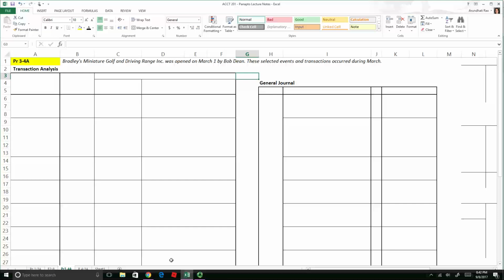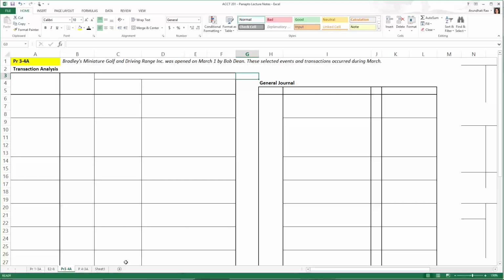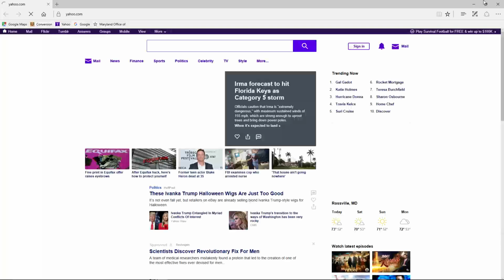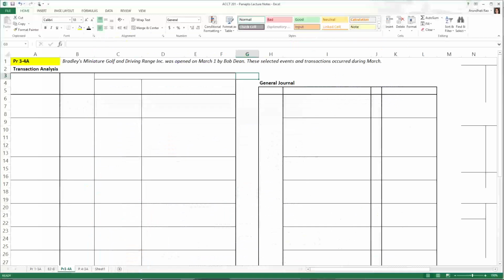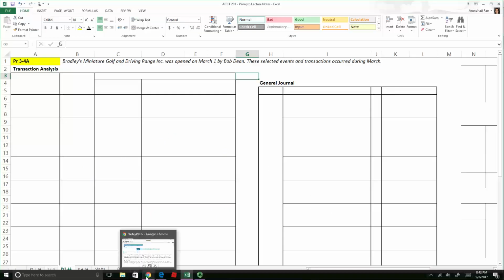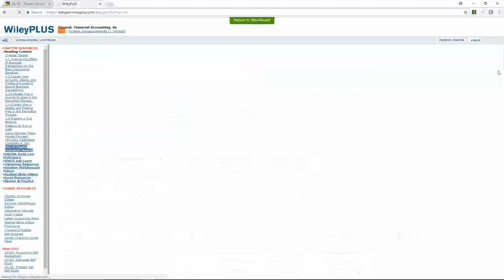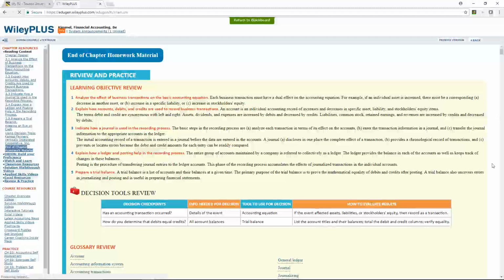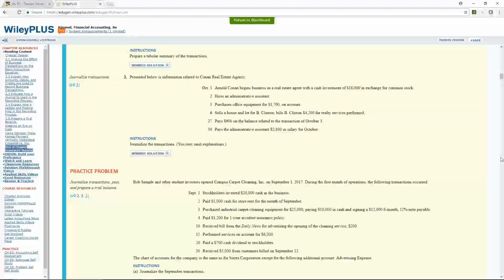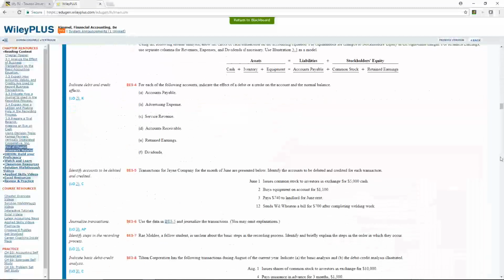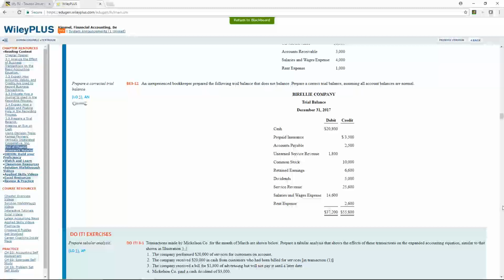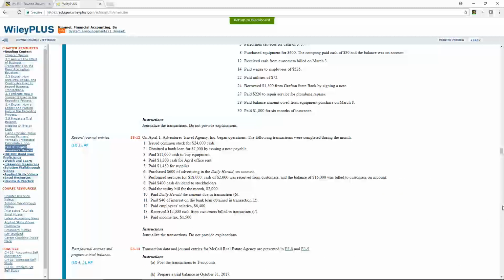So let's look at our homework problem, which is problem 3-4A. Going back to the textbook here for a second, let me pull up our homework problem in just a second. So let's scroll down to problem 3-4A.